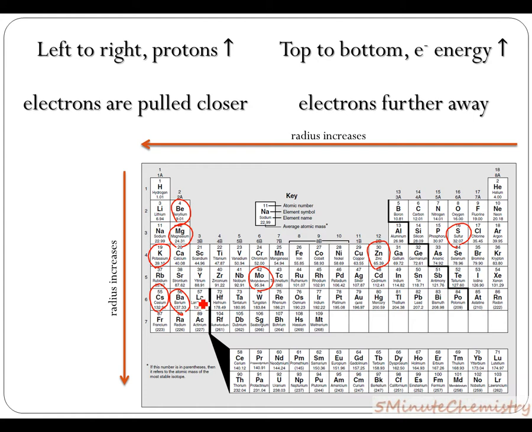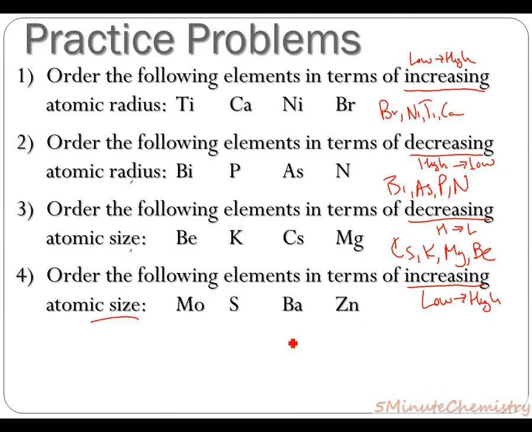So this grouping, I wanted an increasing group. So this one's going to go opposite. If it's going to be increasing, I want to go low to high. I'm going from the top right down to the bottom left. It'll be sulfur, zinc, molybdenum, barium. So sulfur, zinc, molybdenum, followed by barium.